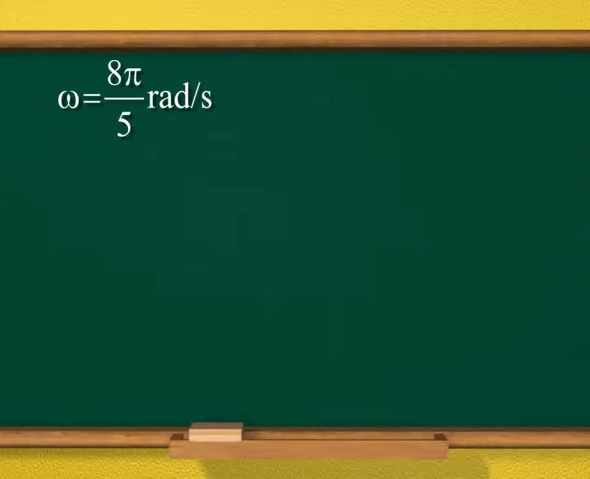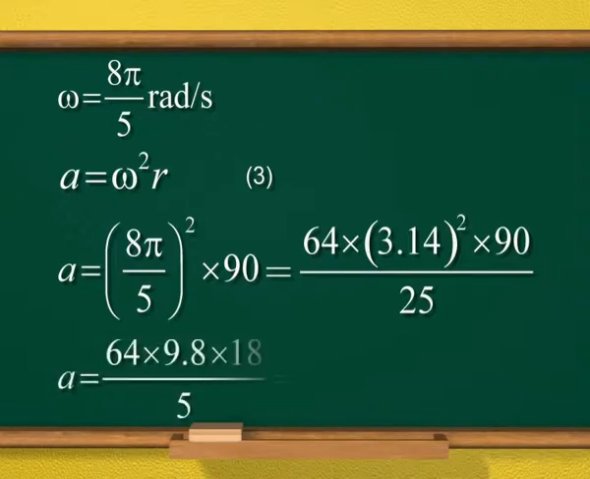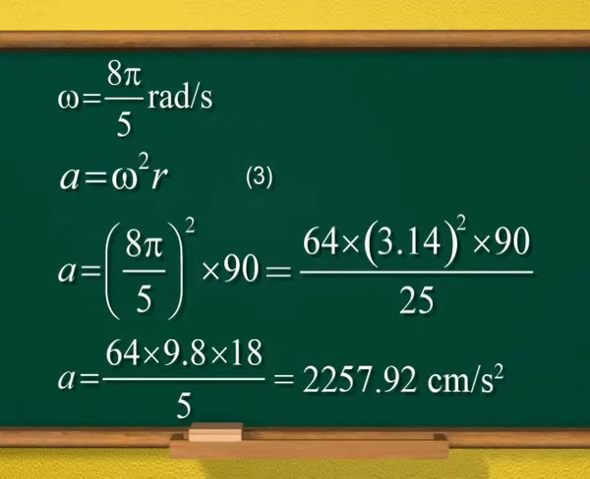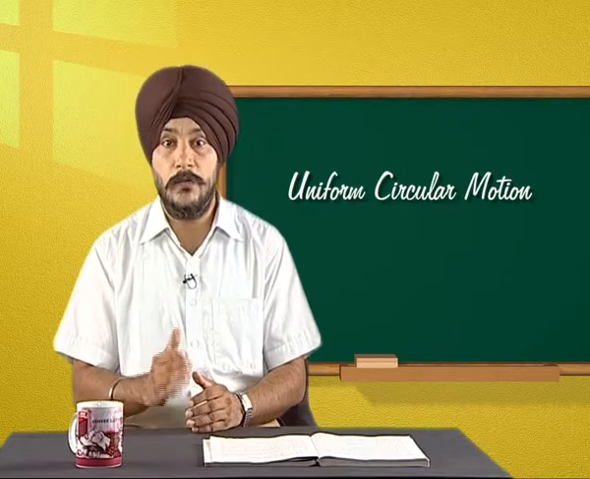The acceleration of uniform circular motion is given by A is equal to omega square r, representing equation 3. On substituting the value of omega and r in equation 3, we get A is equal to 8 pi by 5 whole square into 90, which is equal to 64 into 3.14 whole square into 90 by 25. On simplification, we get A is equal to 64 into 9.8 into 18 by 5, which is equal to 2257.92 centimeter per second square. The acceleration is directed along the radius of the circular path and towards the center of the circle.